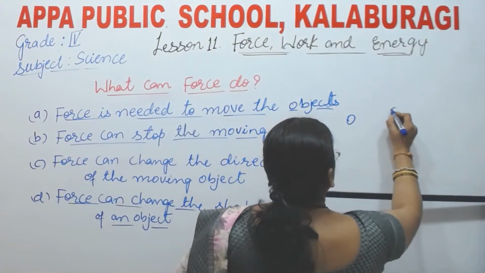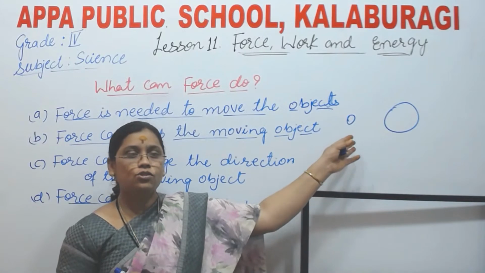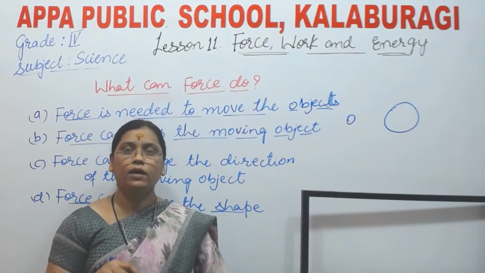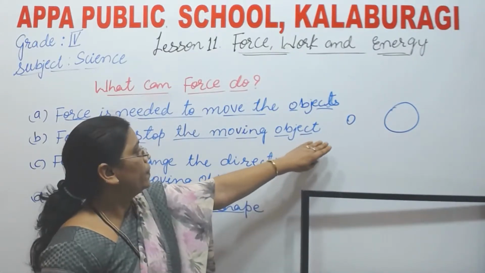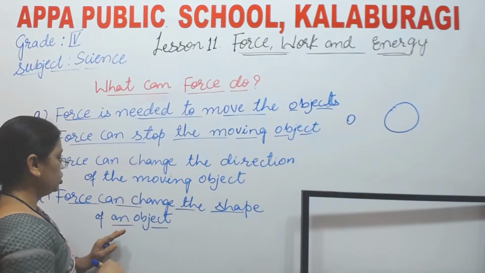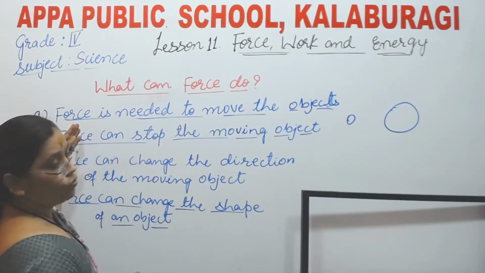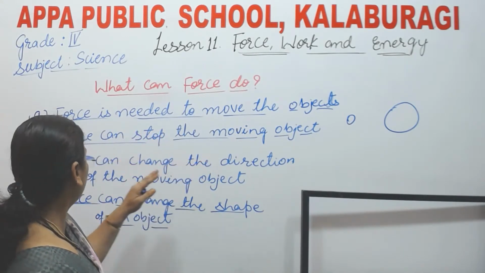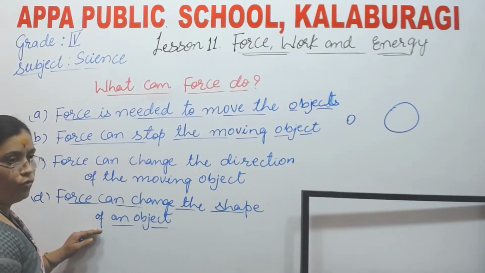So from here, the shape will change and it will take the form of a chapati. Is it not? So how is it changed? By applying the force. Your mother has applied the force on this while rolling it. So that's why the shape is changed here. So by this we can say that the force can change the shape of an object. Got it, children? So these are what the force can do. Force is needed to move the object. Force can stop the moving object. Force can change the direction of the moving object, and force can change the shape of an object.